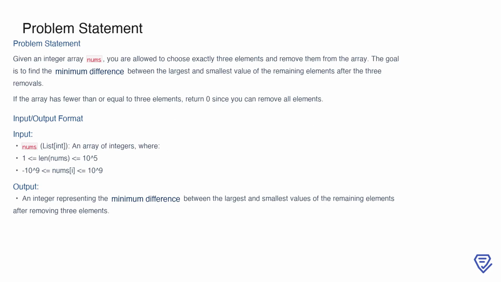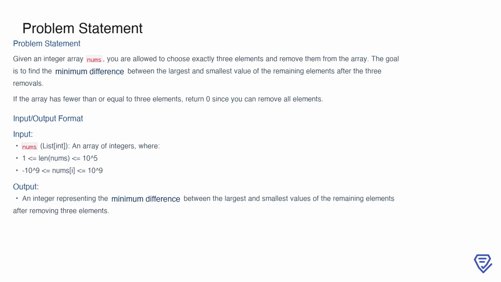In this problem, we are given an integer array called nums, and our goal is to determine the minimum possible difference between the largest and smallest values of the array after removing exactly 3 elements. Essentially, by removing 3 elements, we want to minimize the range of the remaining numbers. If the array has 3 or fewer elements, the solution is straightforward. We can remove all the elements, leaving no numbers behind, which means the difference would simply be 0.